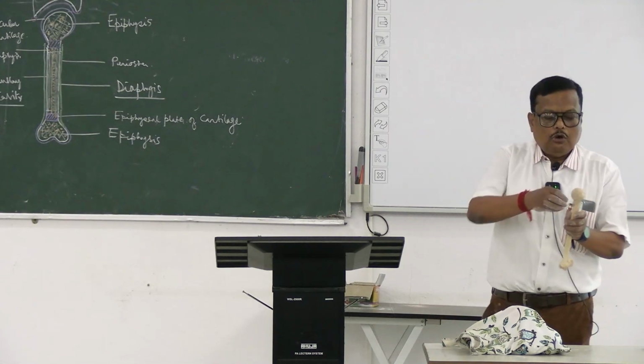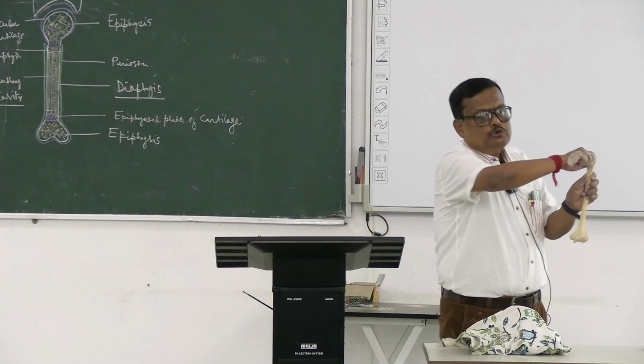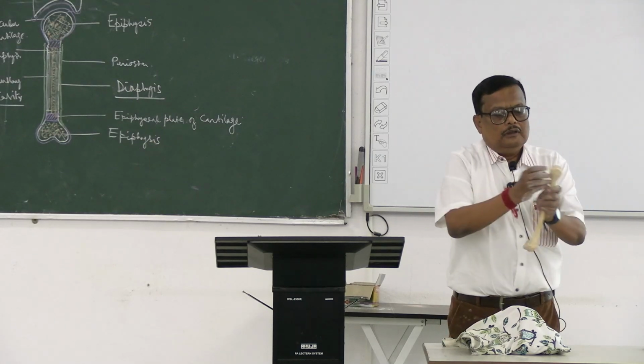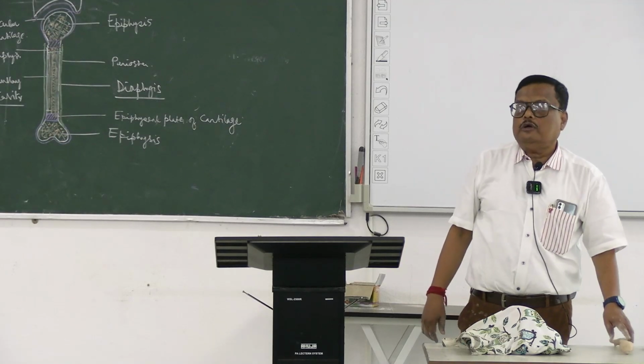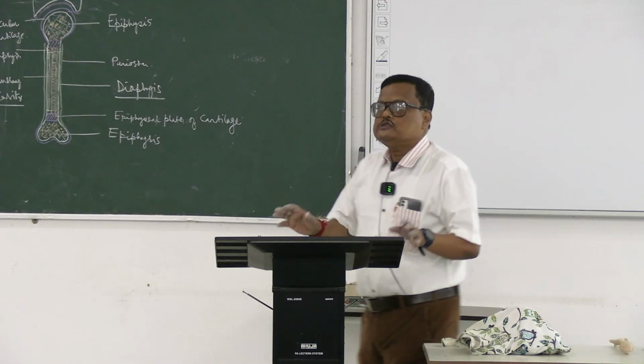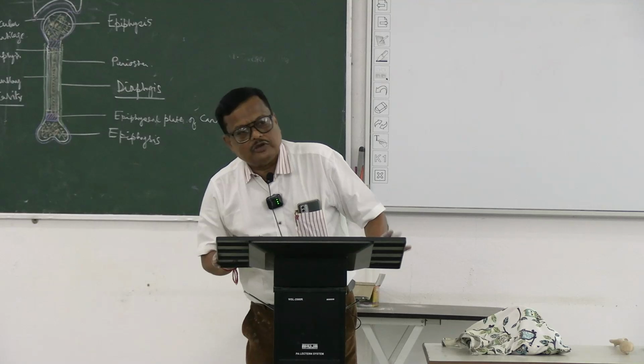Traction epiphysis, where the epiphysis is formed due to pull of the muscle: greater and lesser tubercle, greater and lesser trochanter, styloid process of fibula. All are examples of traction epiphysis.